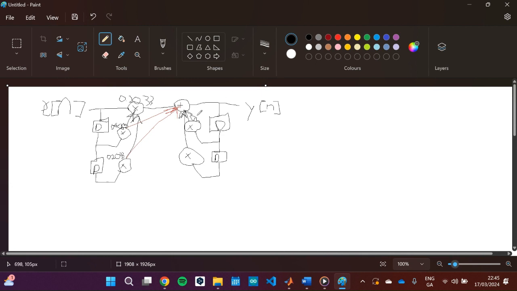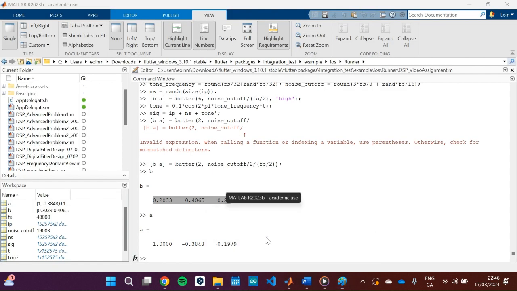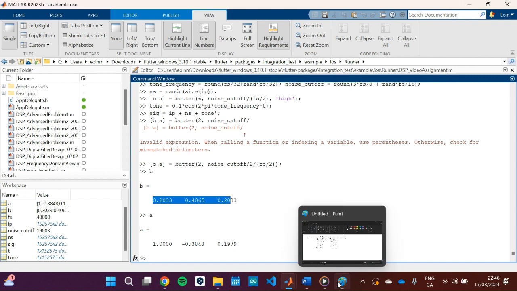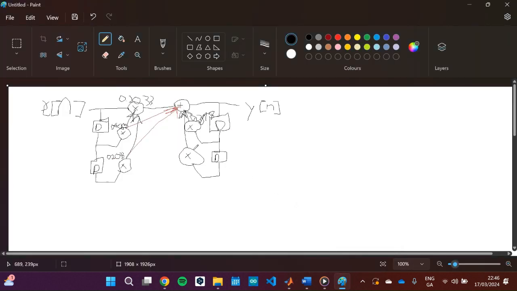That's about 10 to the 3. 3, 8, 4, 8. Next one is 0.1979.